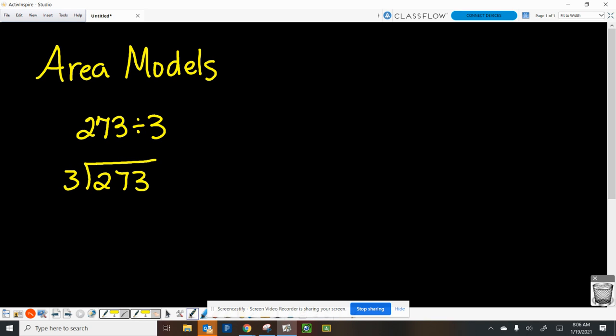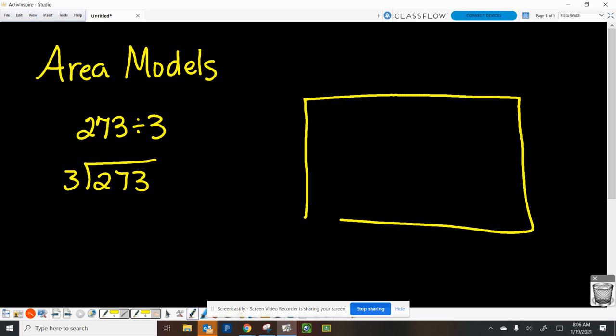3 is my divisor. It goes on the outside. 273 is my dividend. Now, I'm going to draw my area box. And I'm going to divide that area box into 3 sections because my dividend has 3 digits.